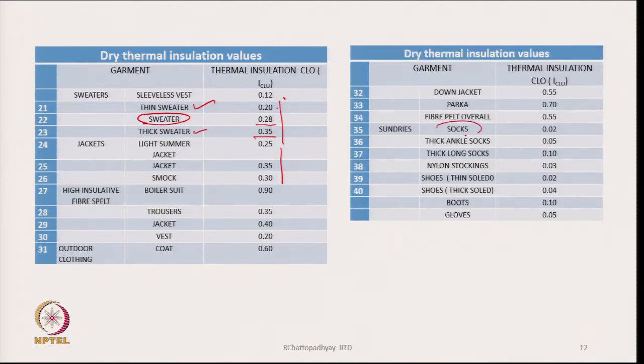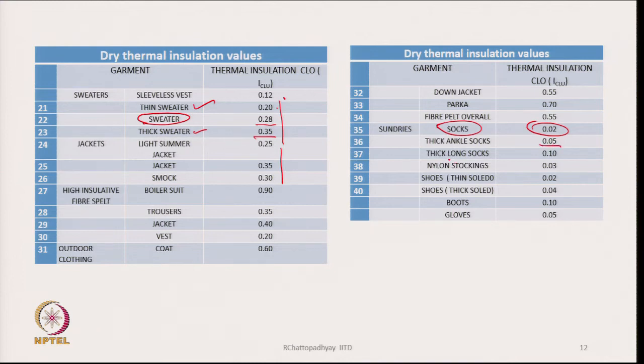Like socks, let us say, CLO value is 0.02. So, socks also have a certain CLO value. You see, in the winter we prefer to wear long socks. Long socks are going to cover a larger part of the leg, but in summer we are going to use short socks, ankle height socks, because we uncover, so that the heat exchange between the skin and the environment is faster. We do not want to increase the insulation value. So, socks also, different types of socks and their corresponding CLO values.